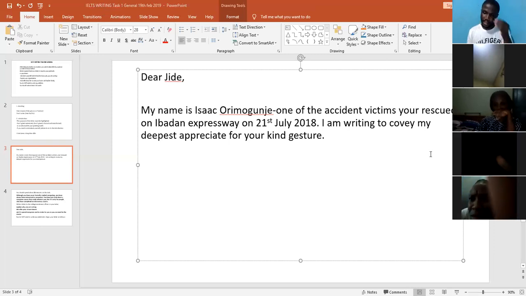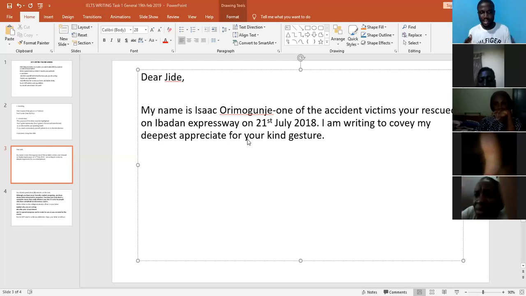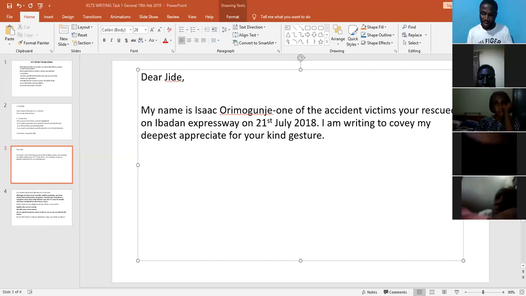So one thing is that when I said I'm writing to convey my deepest appreciation for your kind gesture, the kind gesture has not been explained, because I will go into the next paragraph to elaborate. So that's the reason you need to first of all capture the thing in a summary format. Now, I think this is a low expression, and I've taught that as much as possible, you need to find a way of using higher expressions. Okay, now here, some people will have used a full stop. Don't do that.